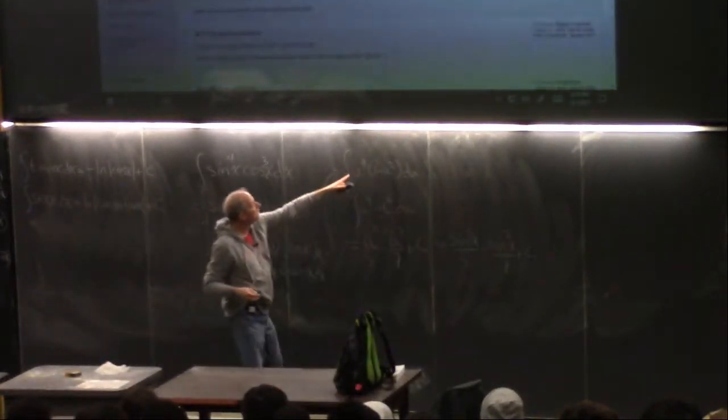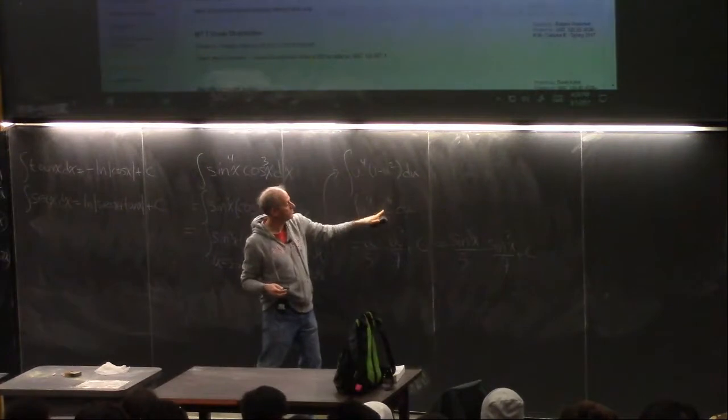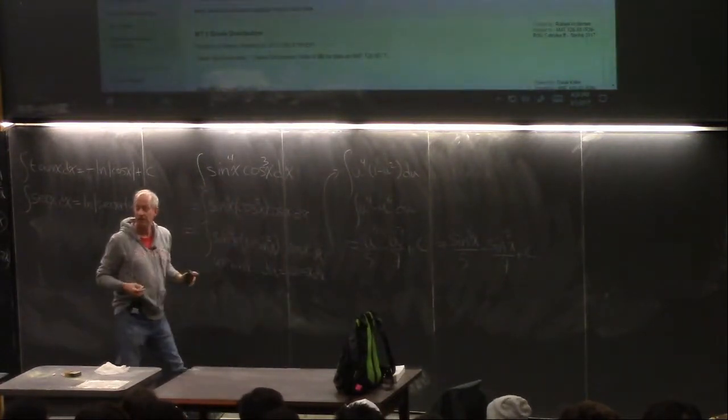Okay, so u to the fourth times 1 is u to the fourth. U to the fourth times u squared is u to the sixth. Okay?